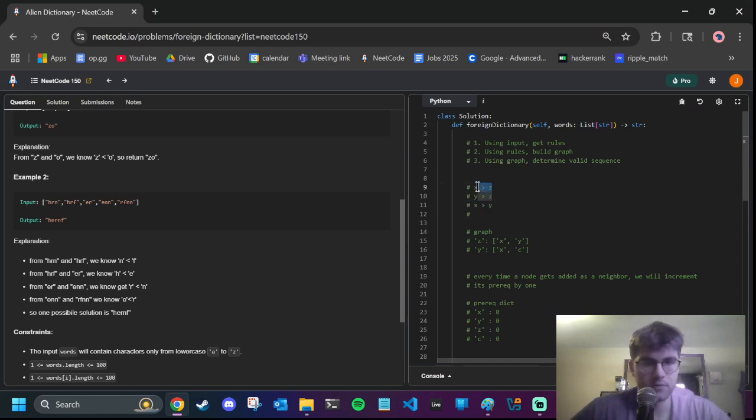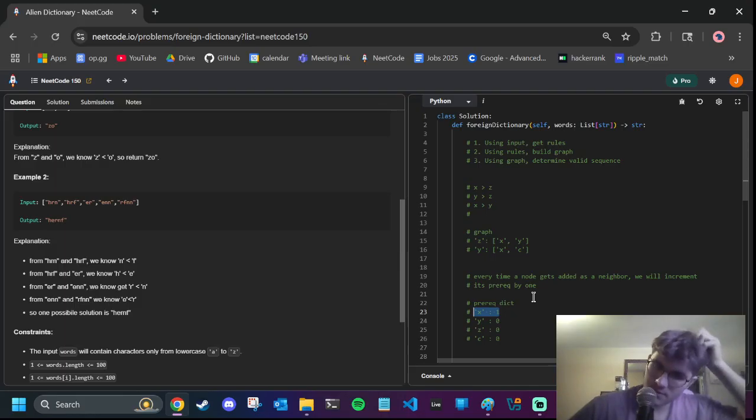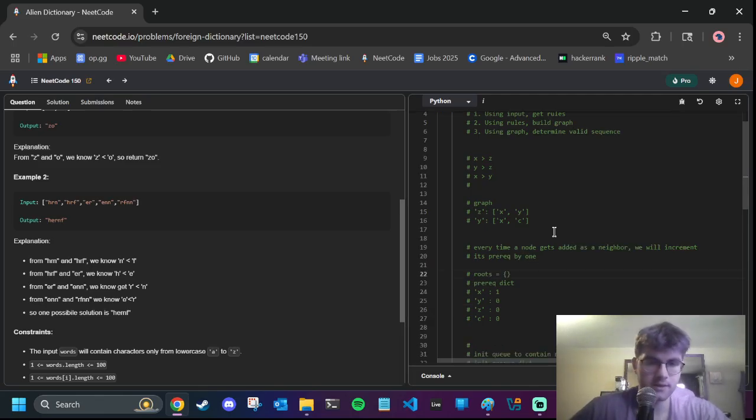So for this one, we'll say X is bigger than Z, so we'll put Z as the key, and we'll add X to the list. So that means X now has one prerequisite. This is kind of just the number of in degrees. Yes, this is the number of in degrees. And then we can initialize roots as a set containing all.